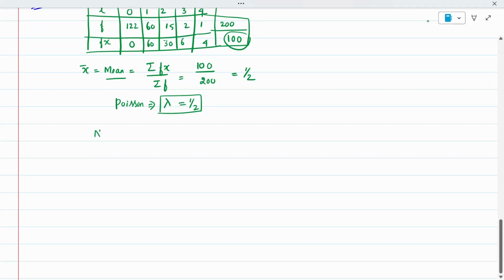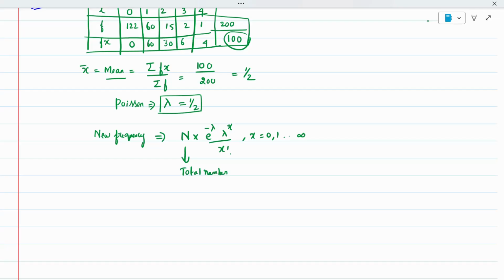What is the formula for new frequency? Capital N into the Poisson distribution formula, e to the power minus lambda, lambda power x divided by x factorial, where x equal to 0, 1, 2, etc. till infinity. N is nothing but the total number of frequencies. According to our question, it is 200.